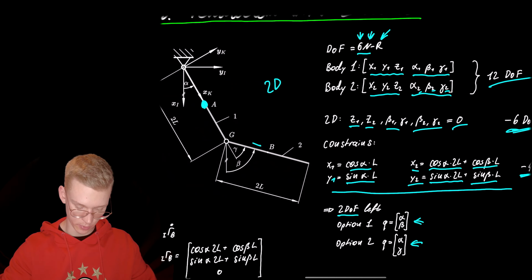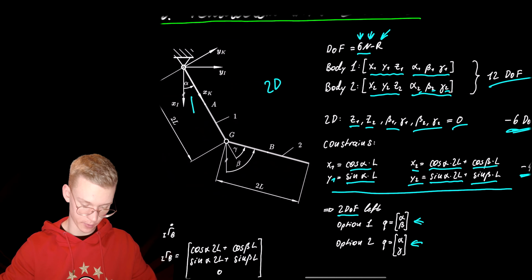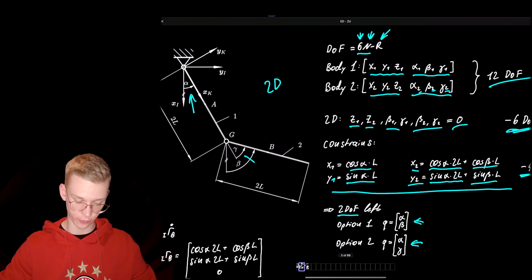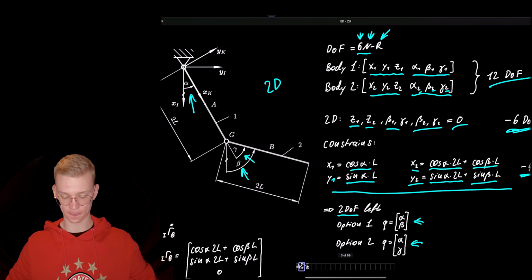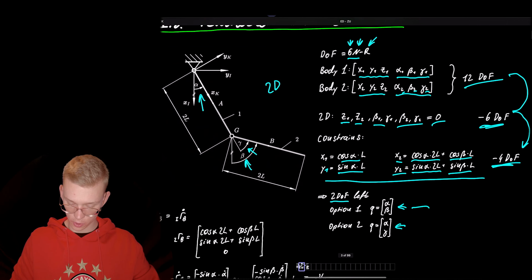We, for example, could choose alpha and beta or alpha and gamma. So let's have a look. We have alpha, and now we can choose if we want to go by beta or by gamma. And we go with the first option. So we choose as our generalized coordinates alpha and beta.